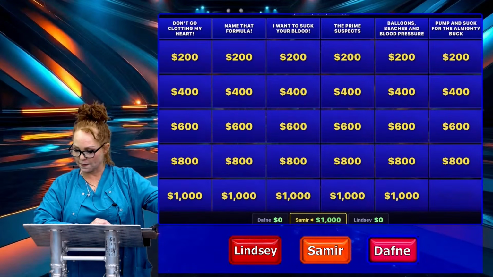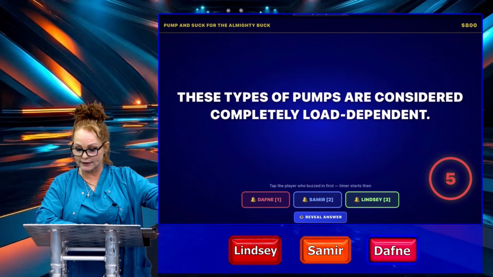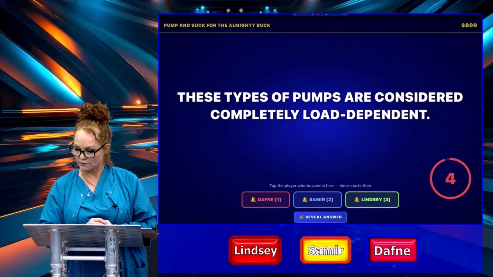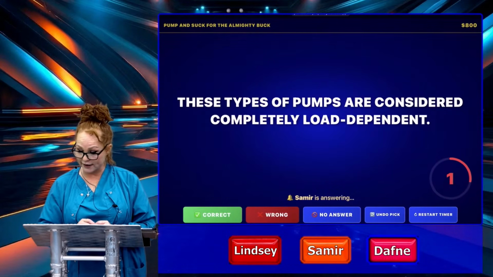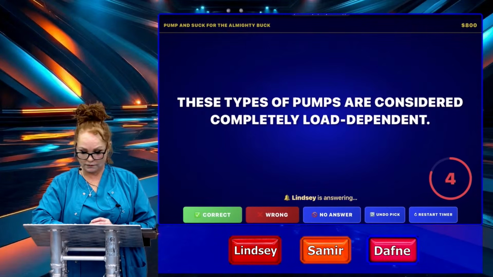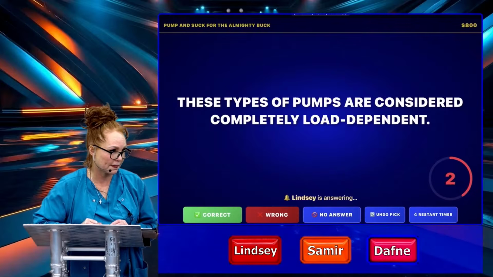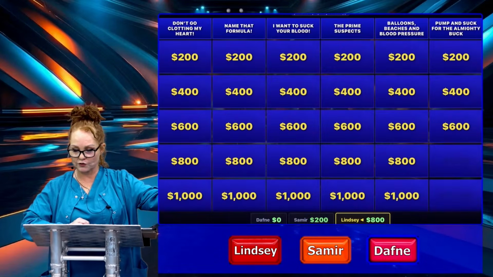Samir, control the board. Pump and Suck for the Almighty Buck for 800. These types of pumps are considered completely load dependent. Samir, what are roller pumps? That is incorrect. Lindsay, what is centrifugal pumps? That is correct. Good job, Lindsay. You now have control of the board.